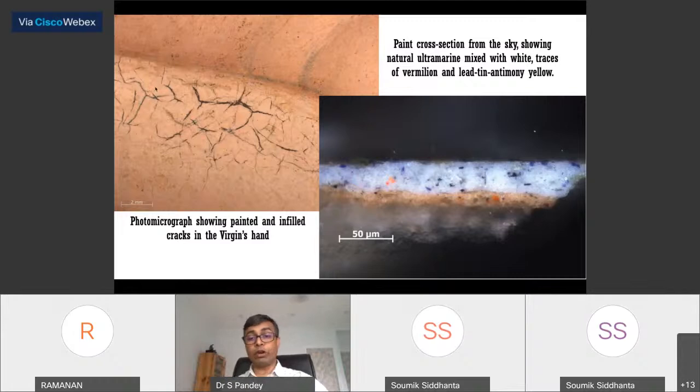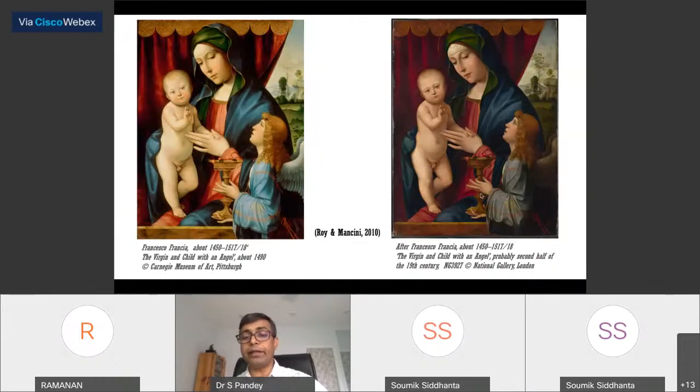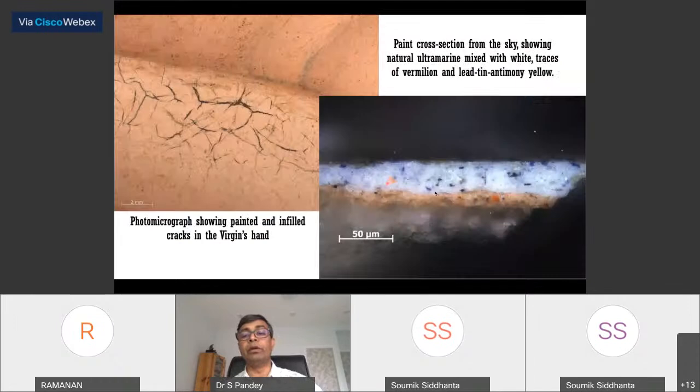Pigments were collected, cross-section studies were done, scientific analysis was carried out, and it was found that this yellow pigment, which is a priming layer below the paint layer, is lead tin antimony yellow. Lead tin antimony yellow was invented in the 18th century. It is a synthetic pigment, and there was no way this pigment could have been available in the 15th century.